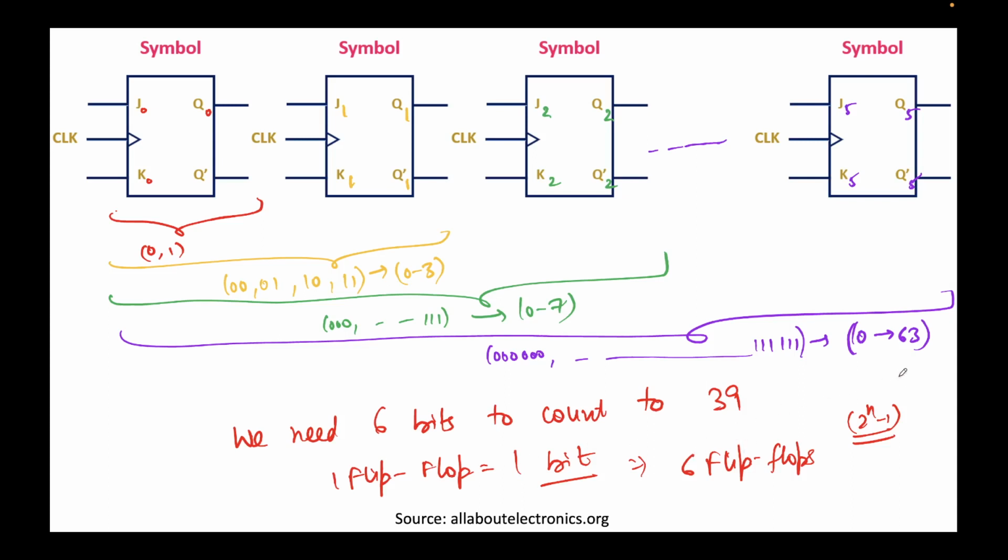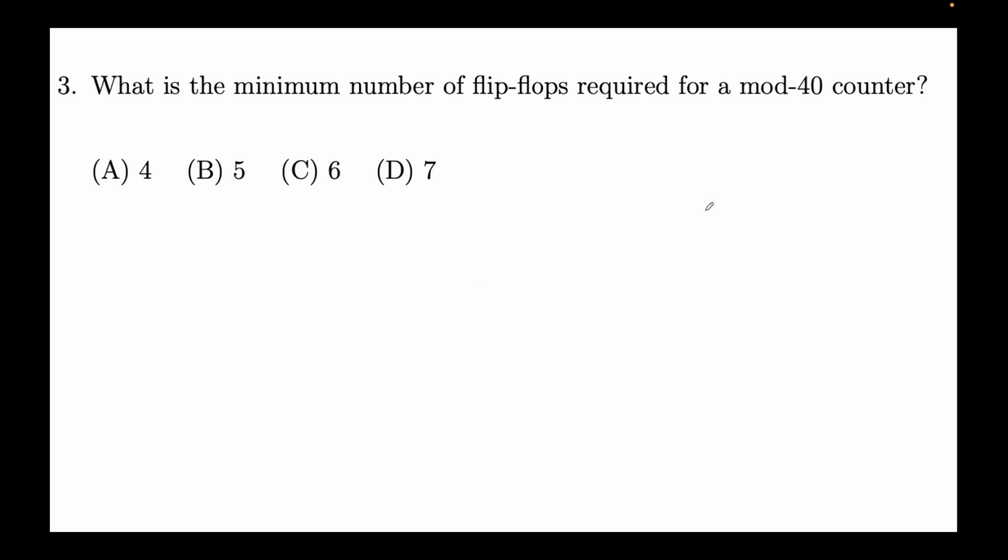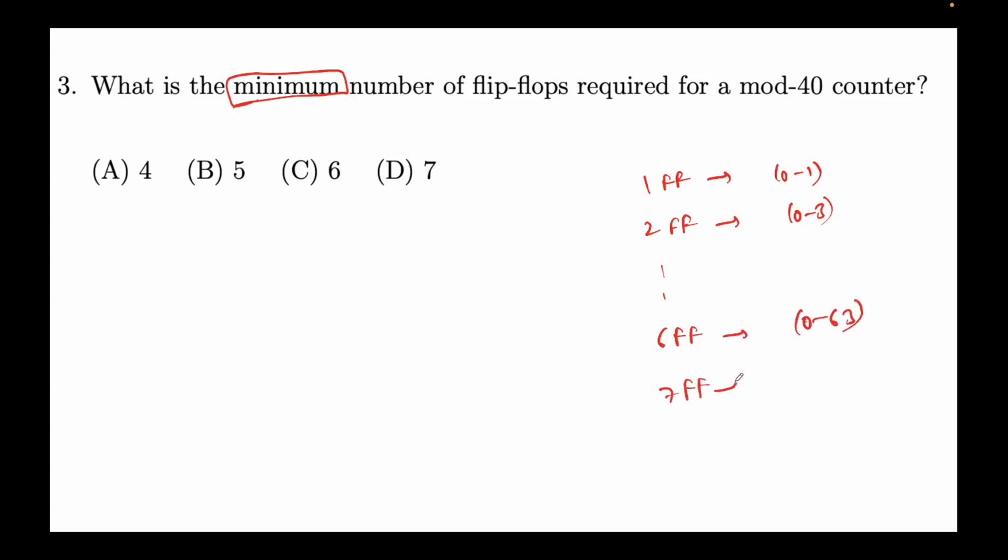What happens if I add a 7th? If you add 7, you can go up to 127, right? So let's discuss this here. Now I'm going to emphasize the term minimum. With 1 flip-flop, you can go from 0 to 1. With 2 flip-flops, you can go from 0 to 3. Similarly, for 6 flip-flops, we saw you can go from 0 to 63. For 7, you can go to 127. But we require only up to 39, right? So the setting of 7 flip-flops will also take you to 39, but you are wasting resources, because that work can be done even in 6 flip-flops. The 7th flip-flop will be useless in that case.